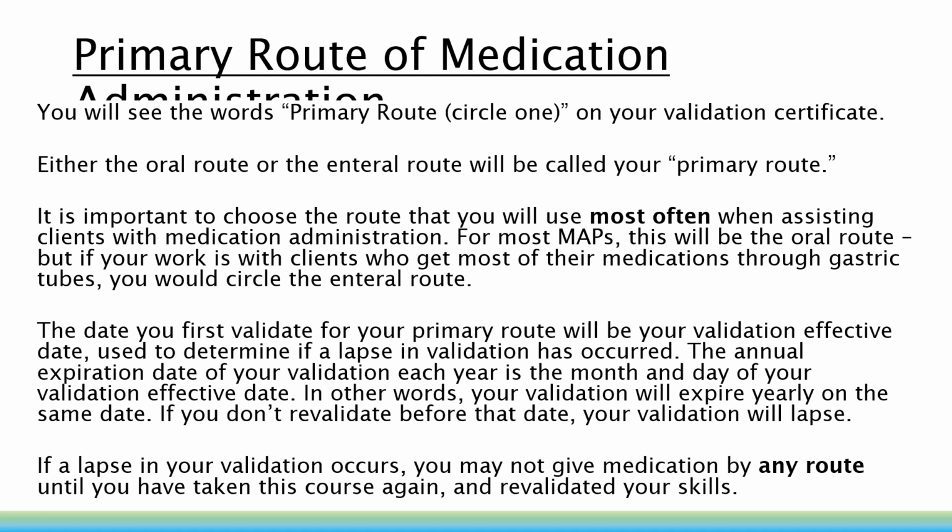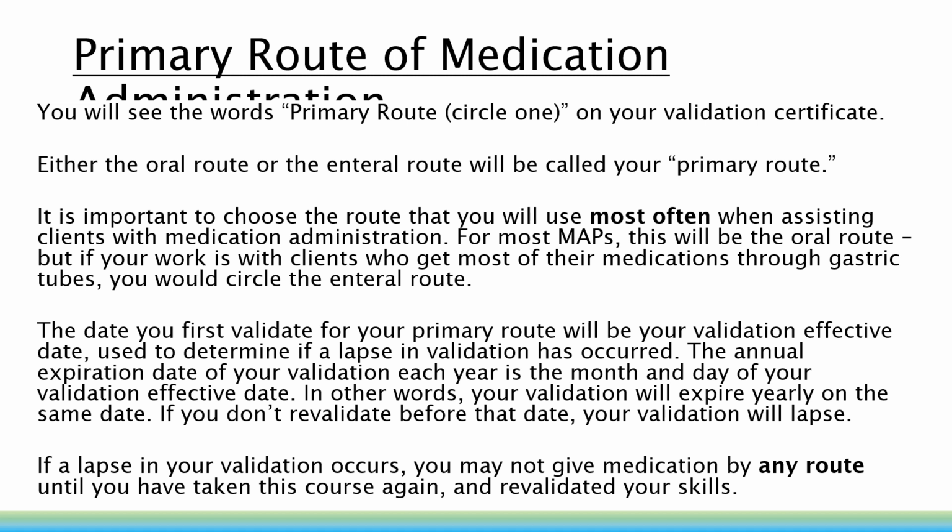But if your work is with clients who get most of their medicines through gastric tubes, then you would circle the enteral route. The date of your first validation for your primary route will be your validation effective date, used to determine if lapse of validation has occurred.